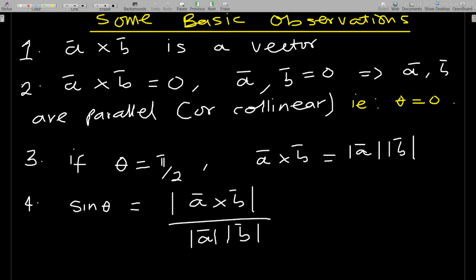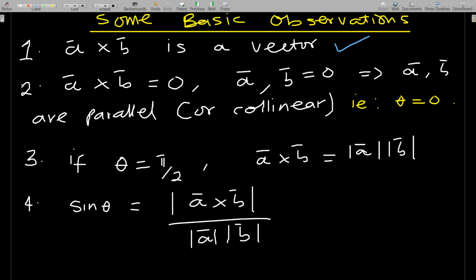Alright, so let's look at some basic observations. A cross B is always a vector. That is one thing you should always know. The cross product of two vectors is always a vector, but the dot product, or the scalar product, of two vectors is always a scalar. I hope you get it. So as we go through, you are supposed to be recalling and stating the difference by yourself.